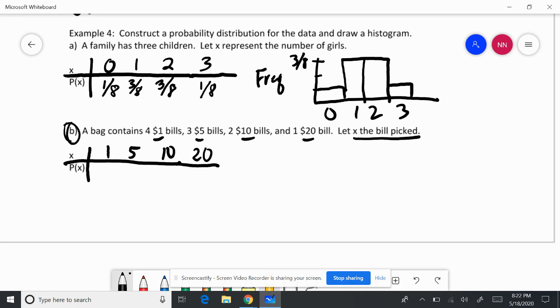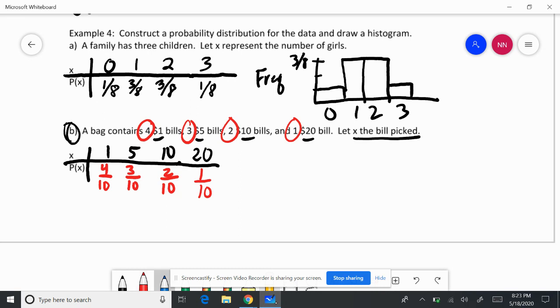Now, if we're trying to figure out the probability, what we need to know is how many bills are in the bag. So if we're looking at it, 4, 3, that's 7, 8, 9, 10. So each one, there's the probability of picking it out of 10 bills. Now for the $1, there are 4. Remember, we don't have to reduce. For the $5 there are 3, then 2, and for the last it tells us 1. So this right here is our distribution table.